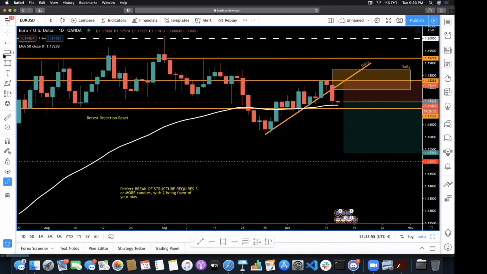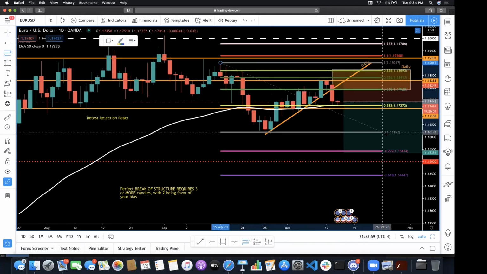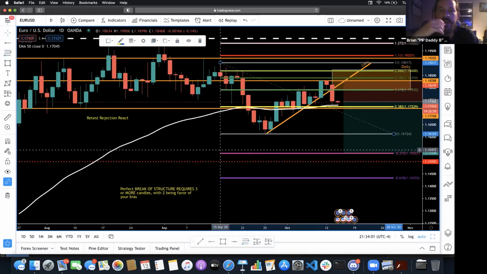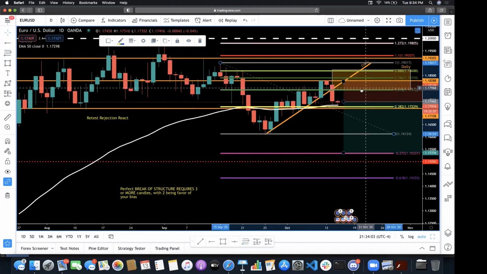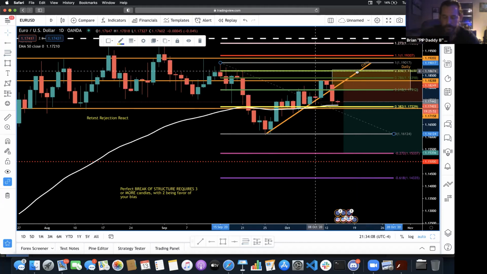Yeah, so I can see where it retraced to, because it's going to have to come down and break the structure. Probably the 7-8. I'm thinking 7-8. It retraced in between the 618 and the 886. What was our entry zone?